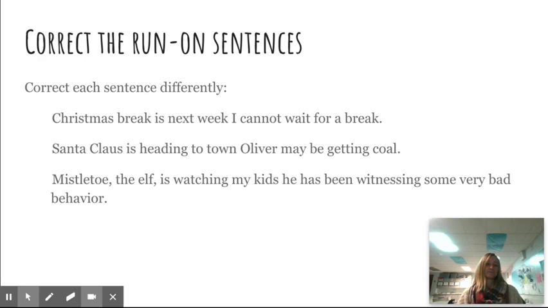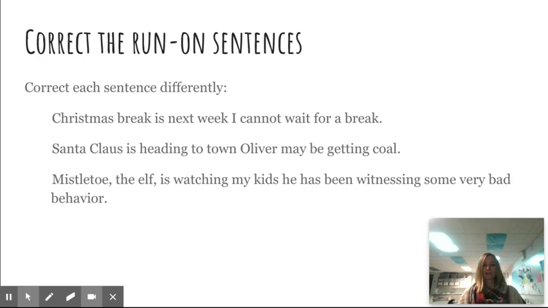Or, you can correct it however you want. Or I can put a semicolon between week and I. Santa Claus is heading to town. Oliver may be getting coal. Okay, pretty simple. You can kind of figure out where the two sentences run together, town and Oliver. So Santa Claus is heading to town, semicolon, however, comma, Oliver may be getting coal. Or Santa Claus is heading to town, comma, but Oliver may be getting coal. Santa Claus is heading to town, period. Oliver may be getting coal. Or semicolon. Again, do what's easiest for you, okay?